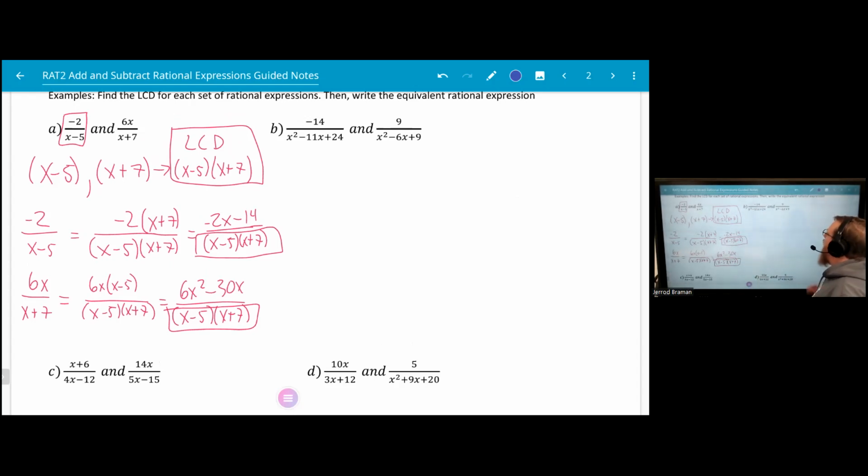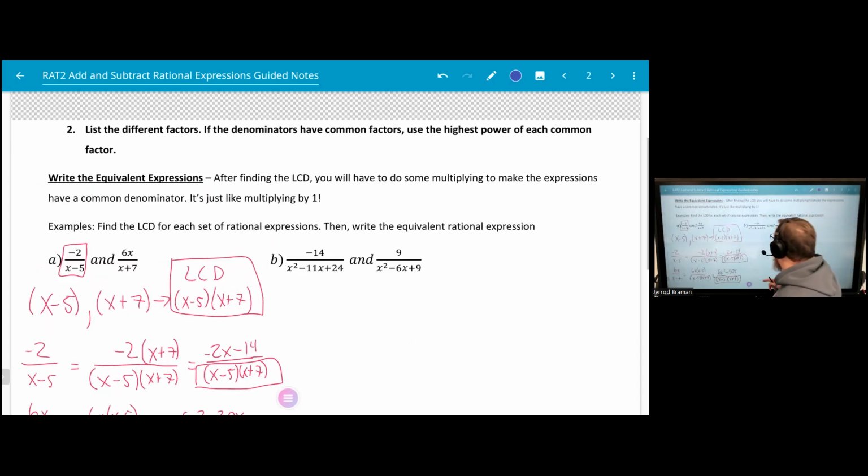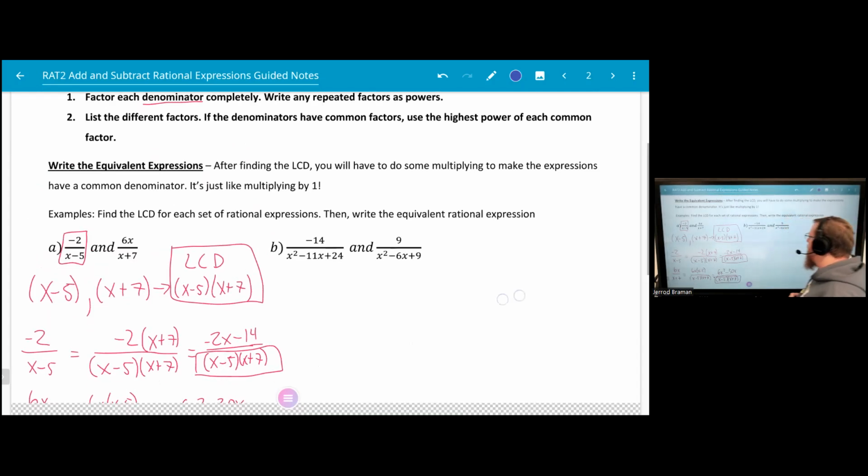We've got negative 14 divided by x squared minus 11x plus 24, and 9 divided by x squared minus 6x plus 9. Again, the first thing we're trying to do is find the LCD, the lowest common denominator, and then we'll write the equivalent expressions. First thing it says, factor each denominator completely.